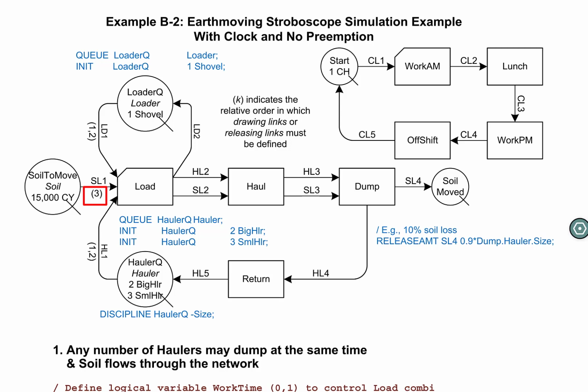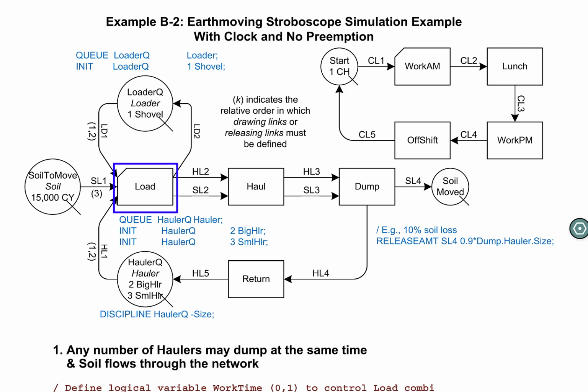The reason for this will become apparent in just a moment. Let us assume that link LD1 is defined first. If that is the case, then the new instance of activity load will ask link LD1 to draw resources from the preceding queue. In this case, link LD1 will take one shovel from the preceding queue and transfer it to the new instance of load.